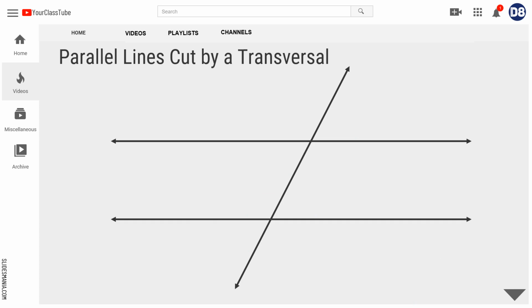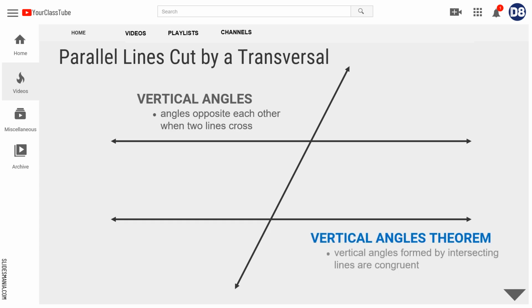Next, the other one is vertical angles. When we say vertical angles, these are angles opposite each other when two lines cross. So whenever two lines intersect, the opposite angles formed are called vertical angles. Also, we have a theorem for these. Our theorem states that vertical angles formed by intersecting lines are congruent.